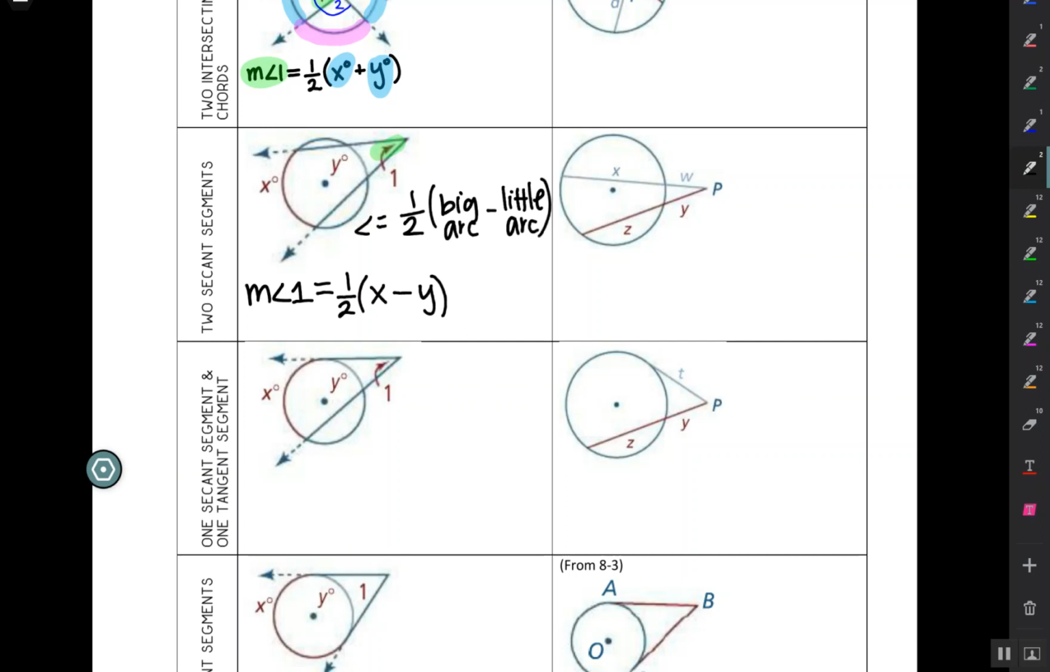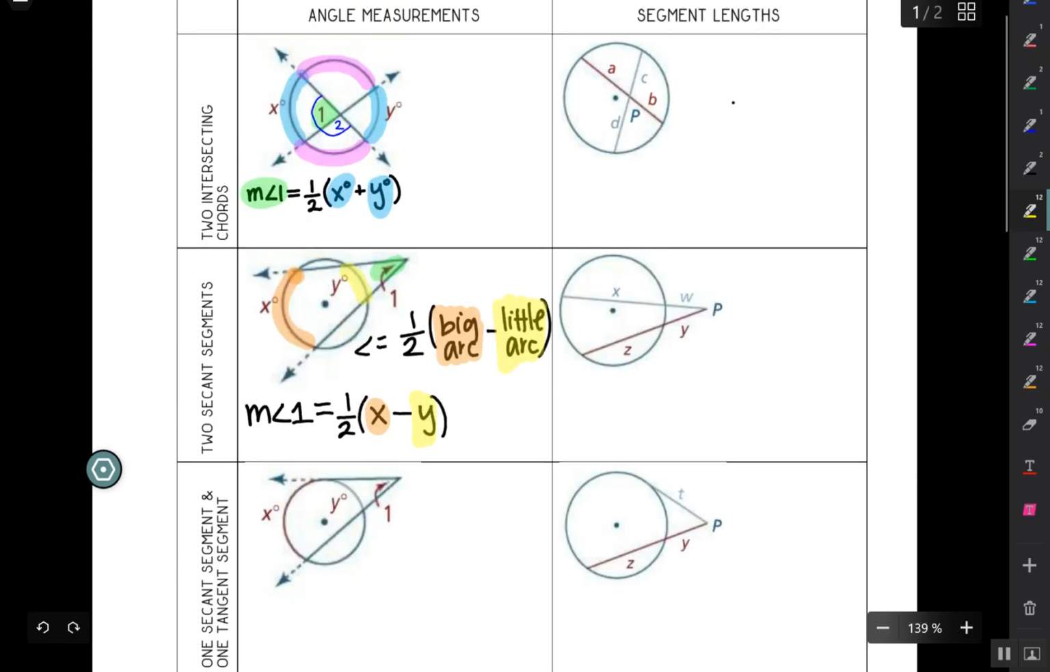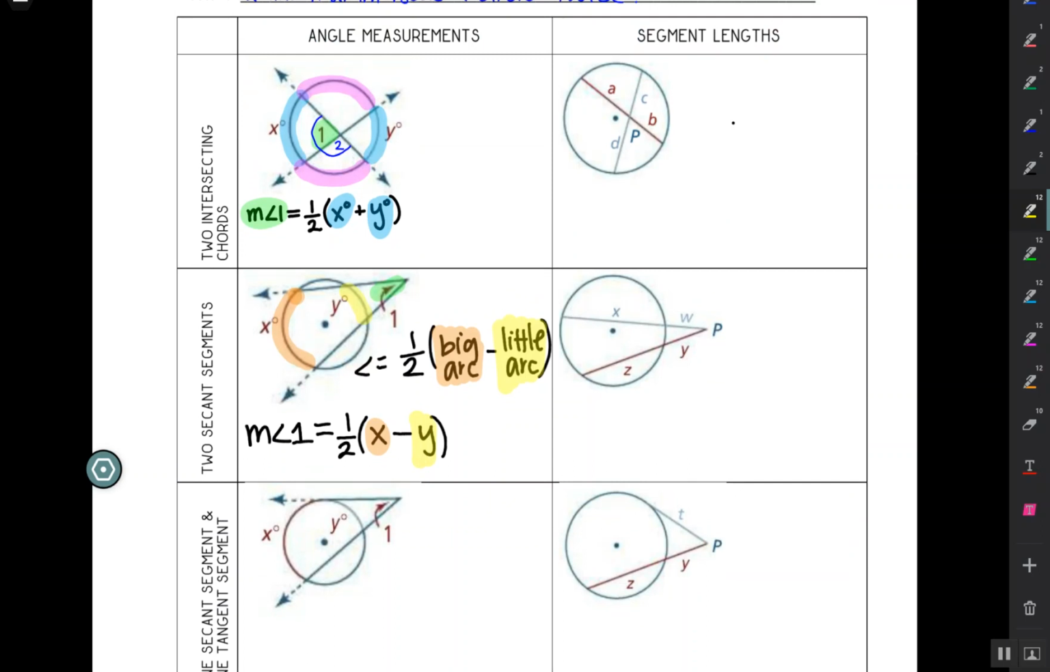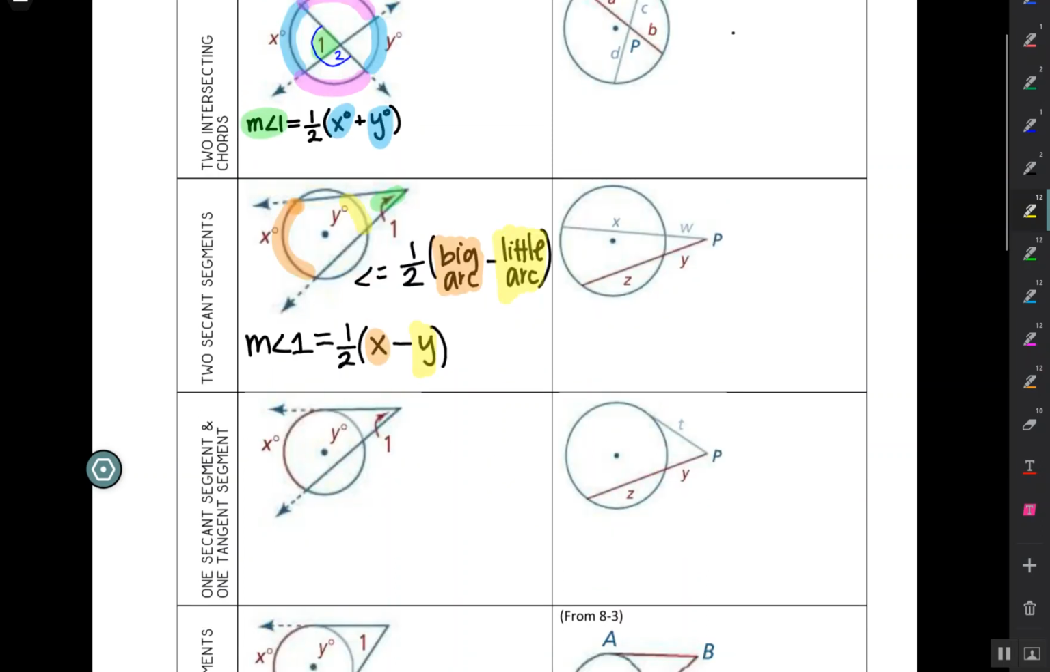So we've got the big arc, which is from x right here. That's the big arc. And then we've got the little arc, this y, this part right here. It's very similar to the last formula, except we're not going to add, we're going to subtract.